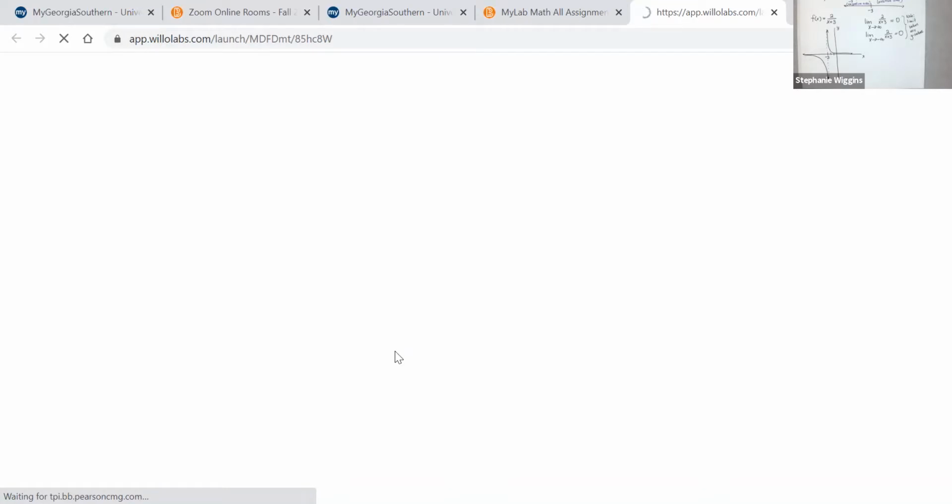Seems like it's taking a little while to load there. So can you see the screen okay? Yeah, because it's hard for me to know what you're seeing. You would let me know, right, if you couldn't see the screen. Let's see here.